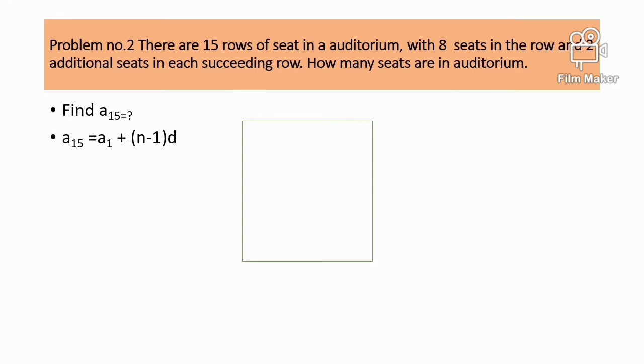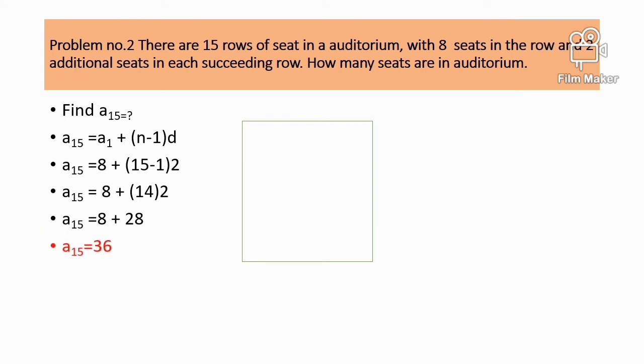So we will find the last term, and we use the formula a sub 15 is equal to a sub 1 plus n minus 1 times 2. We substitute a sub 1, which is 8, and n equals 15, and the common difference is 2. So a sub 15 is equal to 8 plus 15 minus 1 times 2. 15 minus 1 is 14, multiplied by 2 is 28, plus 8. So a sub 15 is equal to 36.